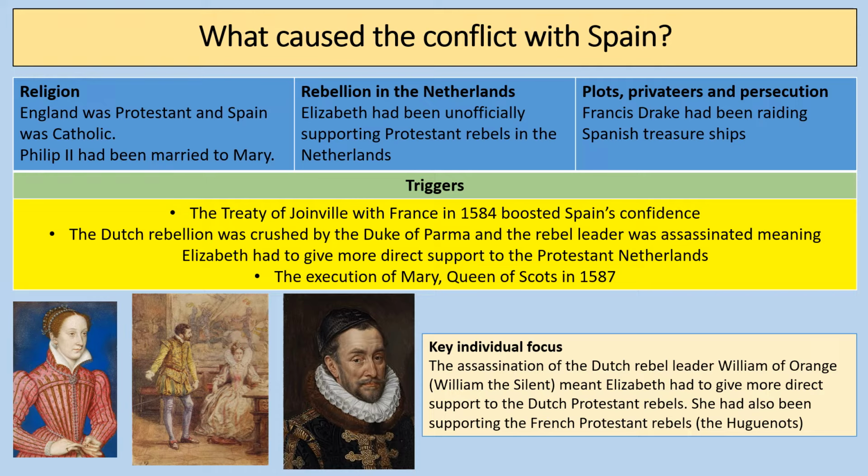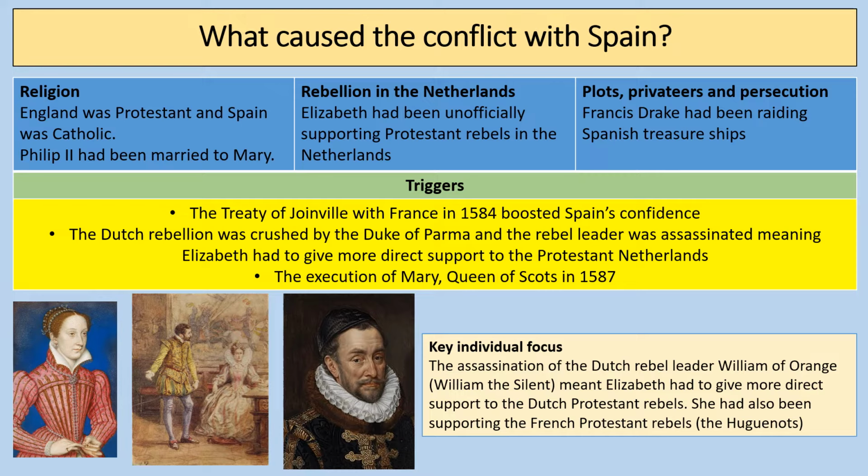So if we look at this diagram, it gives us a good overview of the conflict with Spain. We've got religion, rebellion in the Netherlands, and the plots, the privateers, and the persecution as some of the longer-term consequences. But the triggers to what actually causes the conflict with Spain and the Spanish sending over their armada in 1588 is the Treaty of Joinville, which meant that Spain didn't have to worry about being at war with France, so could concentrate their efforts on attacking the English.